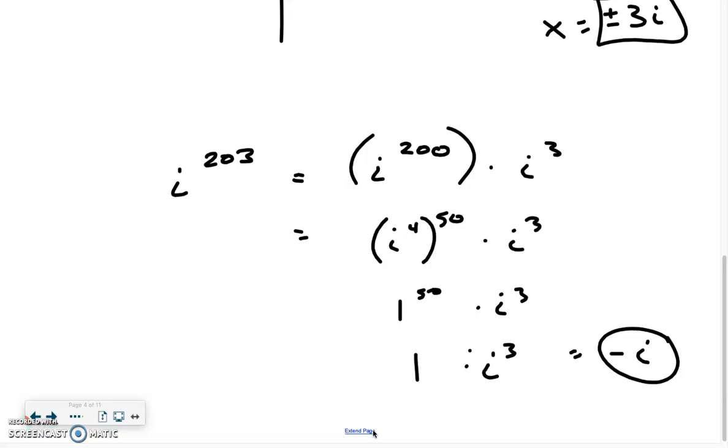So anytime you can take out 4 of them or increments of 4, it's just whatever you're left with. So i to the 6, well, I can take 4 out of there. I'm left with i to the second. I to the second is negative 1.